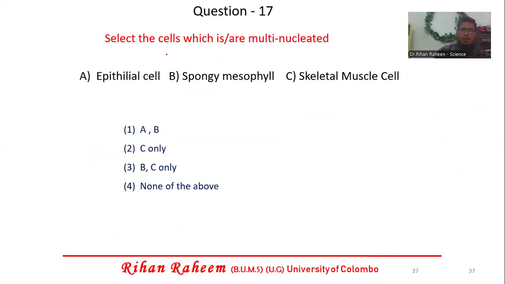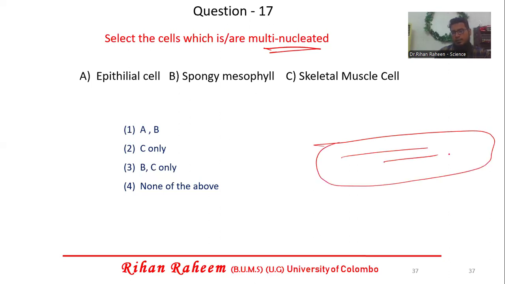Which cell, select the cells which is or are multinucleated. Multinucleated means there is more than one nucleus. Normally in a plant cell, the nucleus is small and pushed to a corner, and normally there is only one. But some animal cells have more than one nucleus in the cell. Especially later in grade 11, you will be studying skeletal muscles.